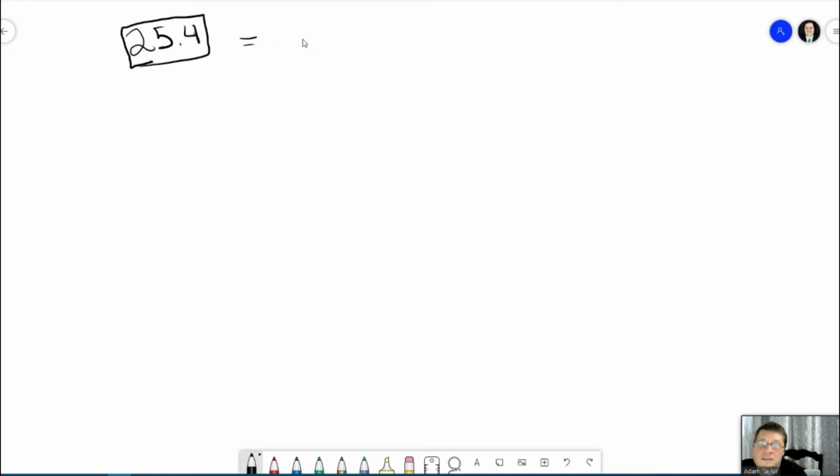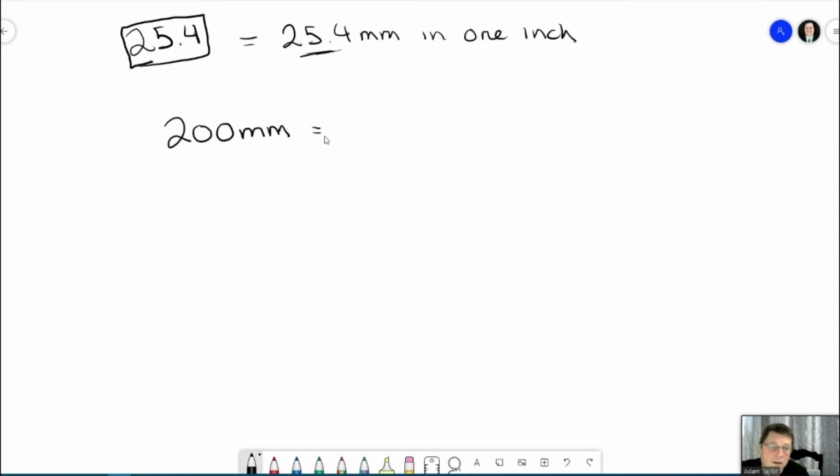Basically, there are 25.4 millimeters in 1 inch. Okay, so this is what this is based on. If I took a measurement or answered a question on a test and the final answer was 200 millimeters, but the question says once you have your answer, convert it into inches. So 200 millimeters, what is that in inches?